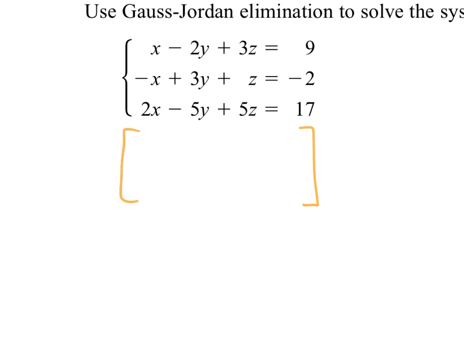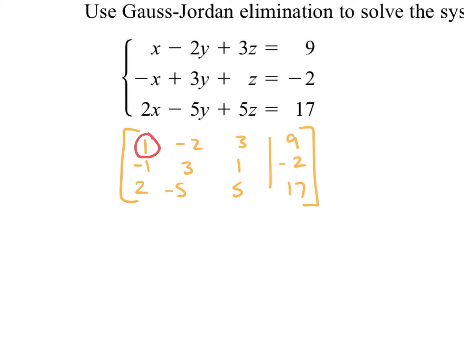What is my augmented matrix? What's the first row? 1, negative 2, 3, 9. The second row? Negative 1, 3, 1, negative 2. And the third row? 2, negative 5, 5, 17. Perfect. Now step 1 is to always get a 1 in this top left corner. So we're already good there.